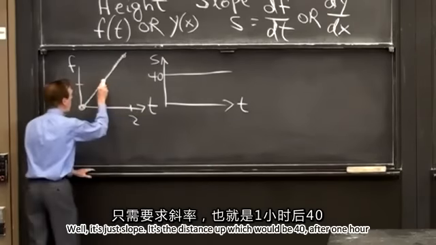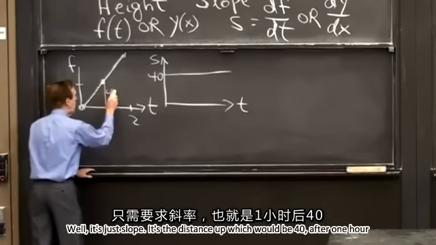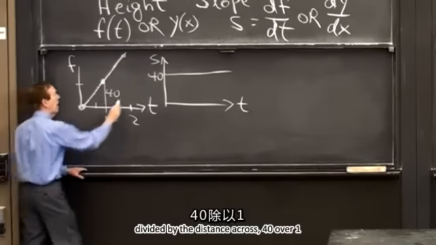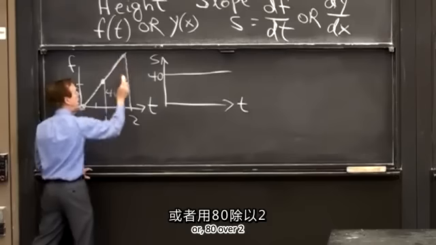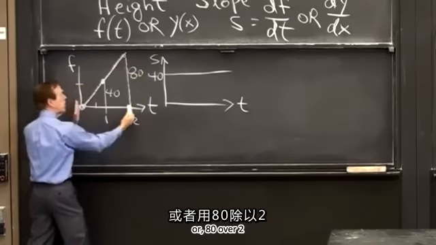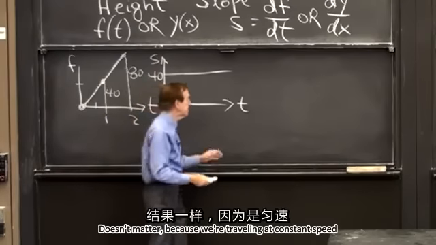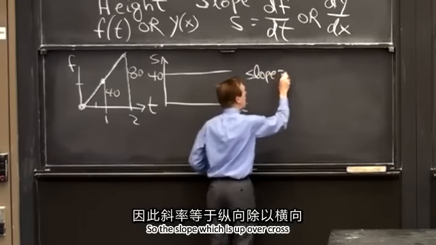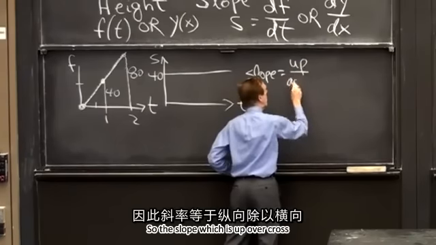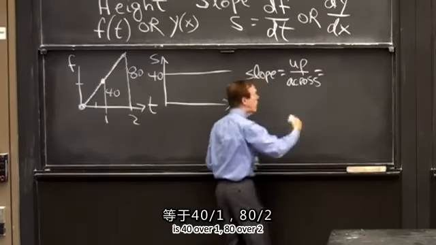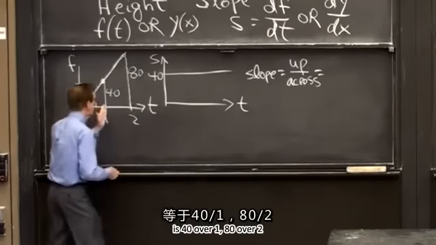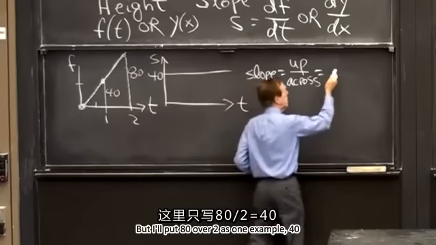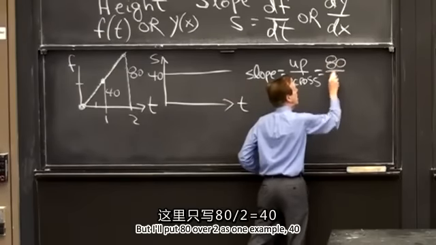It's the distance up, which would be 40 after 1 hour, divided by the distance across, 40 over 1, or 80 over 2. Doesn't matter because we're traveling at constant speed. So the slope, which is up over across, is 40 over 1, 80 over 2, 20 over 1/2. I'll put 80 over 2 as one example.